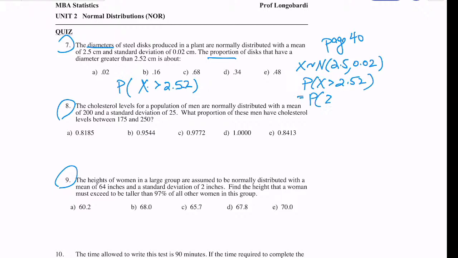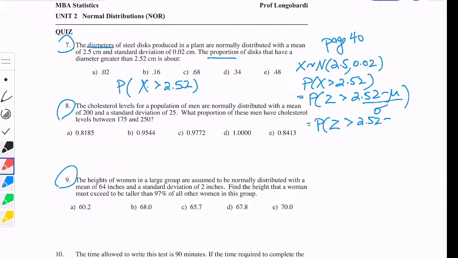Now I'm standardizing. What's standardizing? I need to subtract the mean and divide by the standard deviation. So the mean is 2.5. I'm going to use a different color so you can see it. And the standard deviation is 0.02.